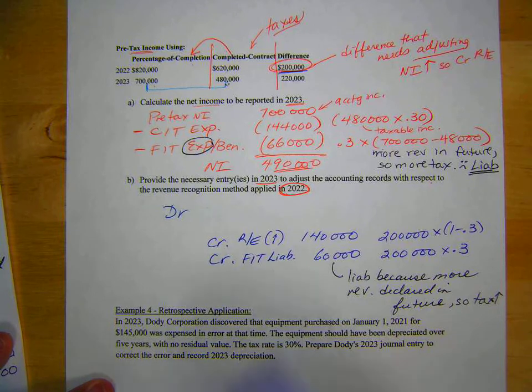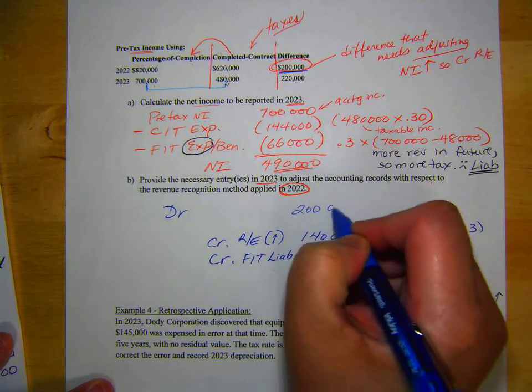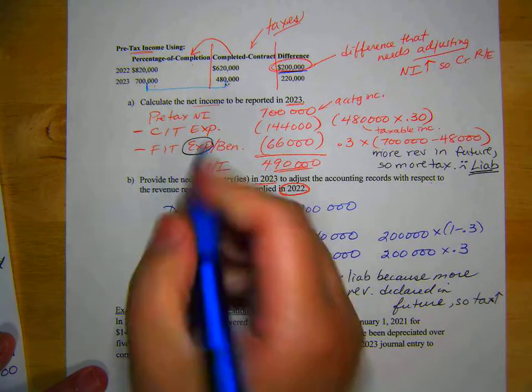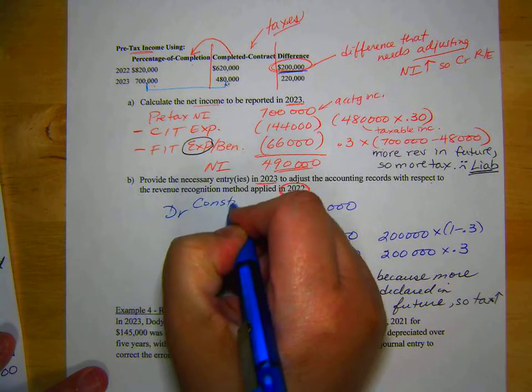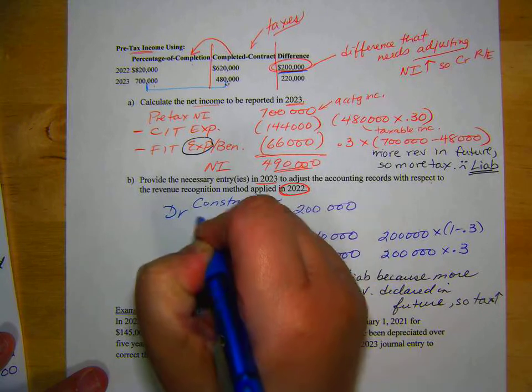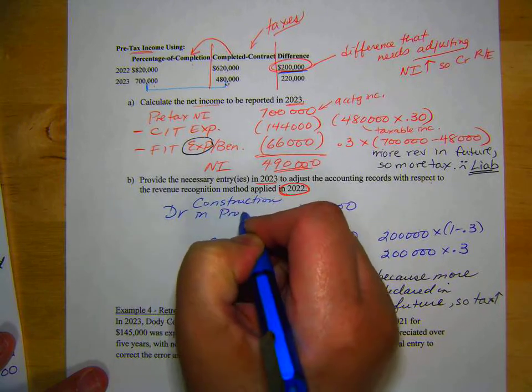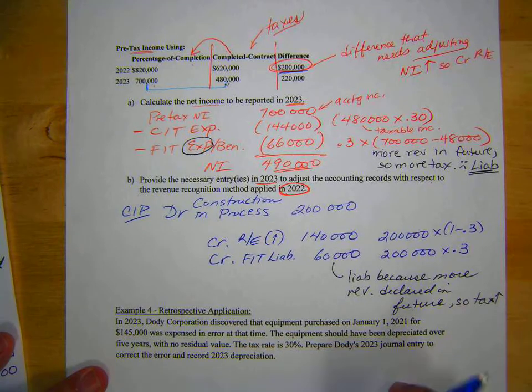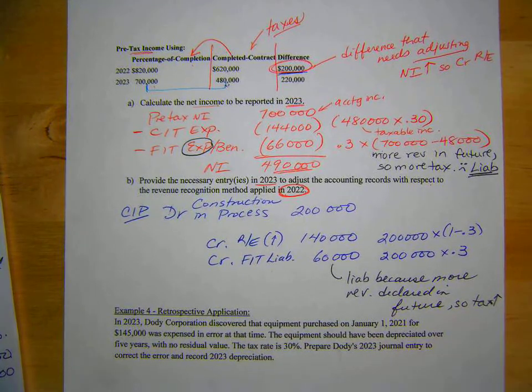So we've got to balance that with 200,000. Do you remember what account we use for construction? Construction in process or in progress or CIP to deal with. Okay.